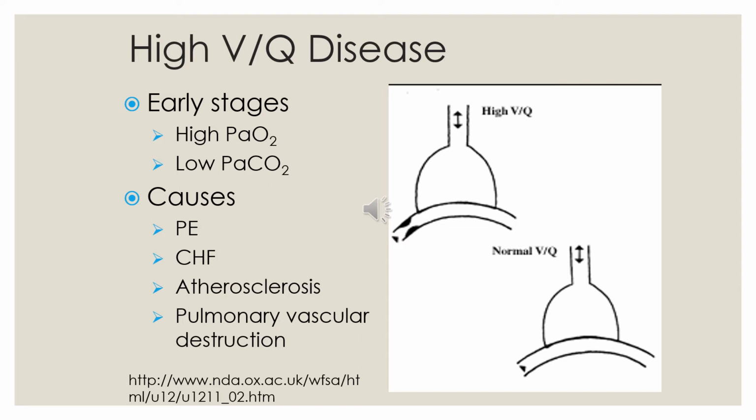Anyways, in high VQ disease, in the early stages, your PO2 is going to be high and your CO2 low. So now think of that. If your PO2 is high and your CO2 is low, what's that patient doing? They're probably breathing really fast and blowing off CO2. Some of those causes would be pulmonary embolism, CHF, arteriosclerosis, pulmonary vascular destruction, and again, make sure you take a look at page 45 in the text.